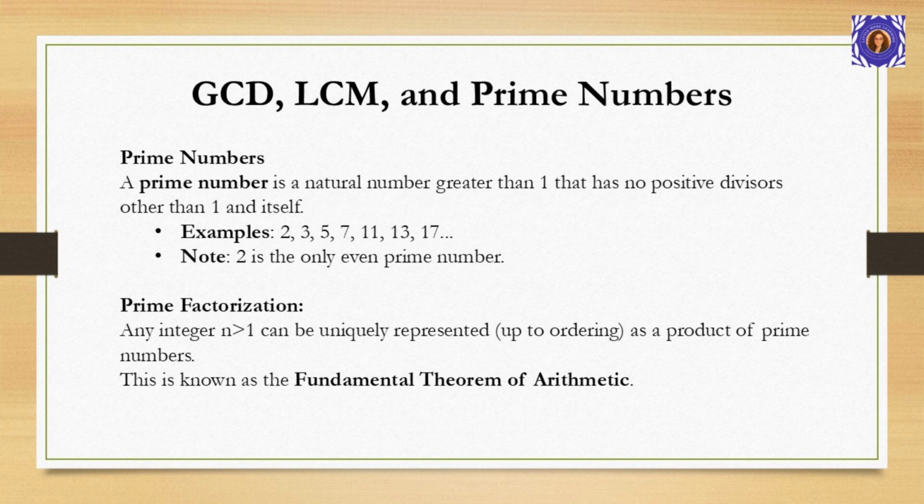The fundamental theorem of arithmetic tells us that any integer n greater than 1 can be uniquely represented, up to the ordering of factors, as a product of prime numbers. This is called prime factorization, and it's absolutely fundamental to number theory.